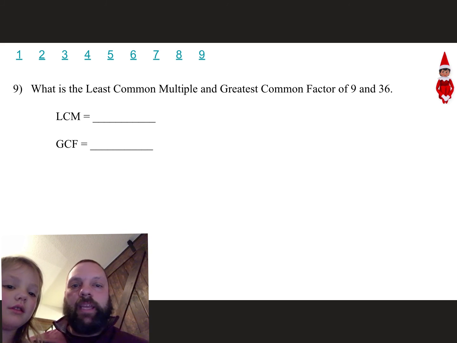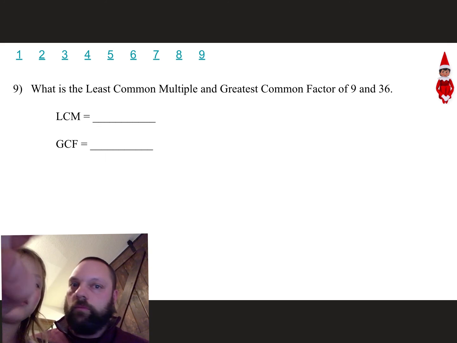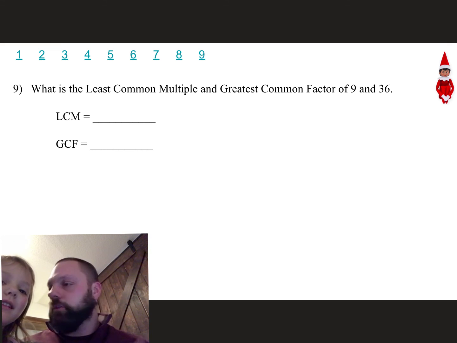All right, we've made it to the last problem. Say woohoo. To use the purple. Yep, I'll use the purple one this time.